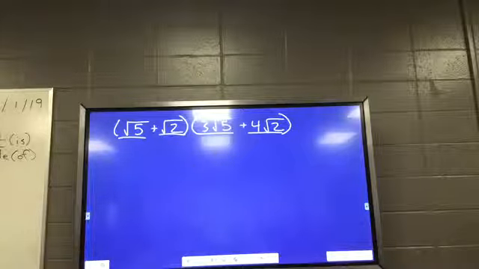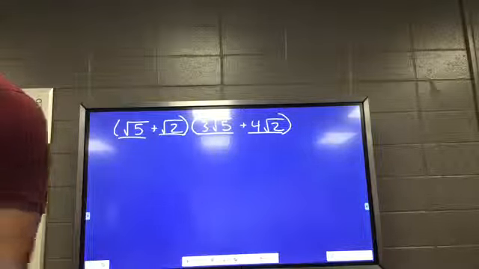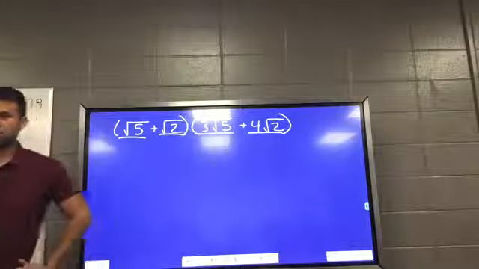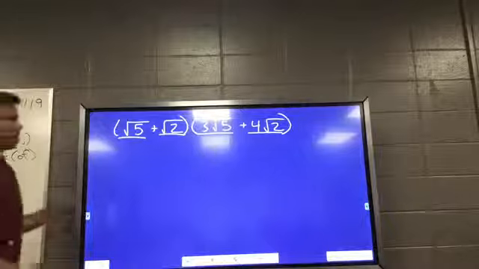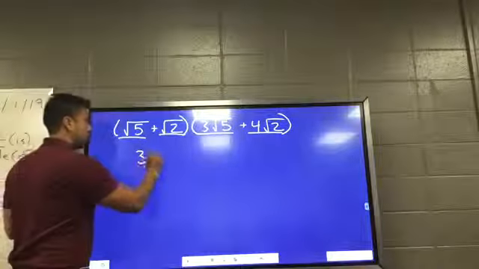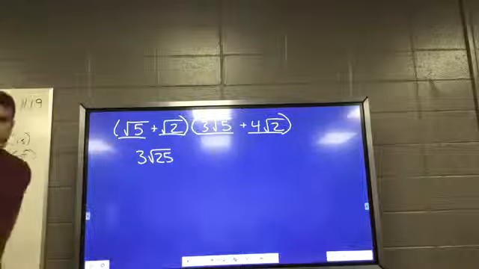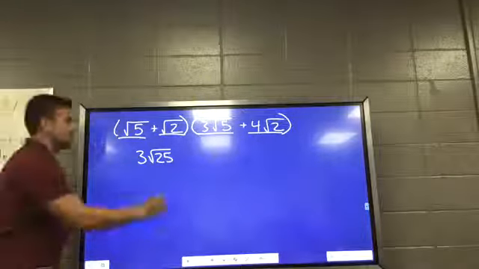Which one? These 2? It'd be 3 times the square root of 25. All right, Chelsea, what do you get when you multiply the first terms? 3 times the square root of 25. I'm not going to simplify yet. Outer terms, Jack.